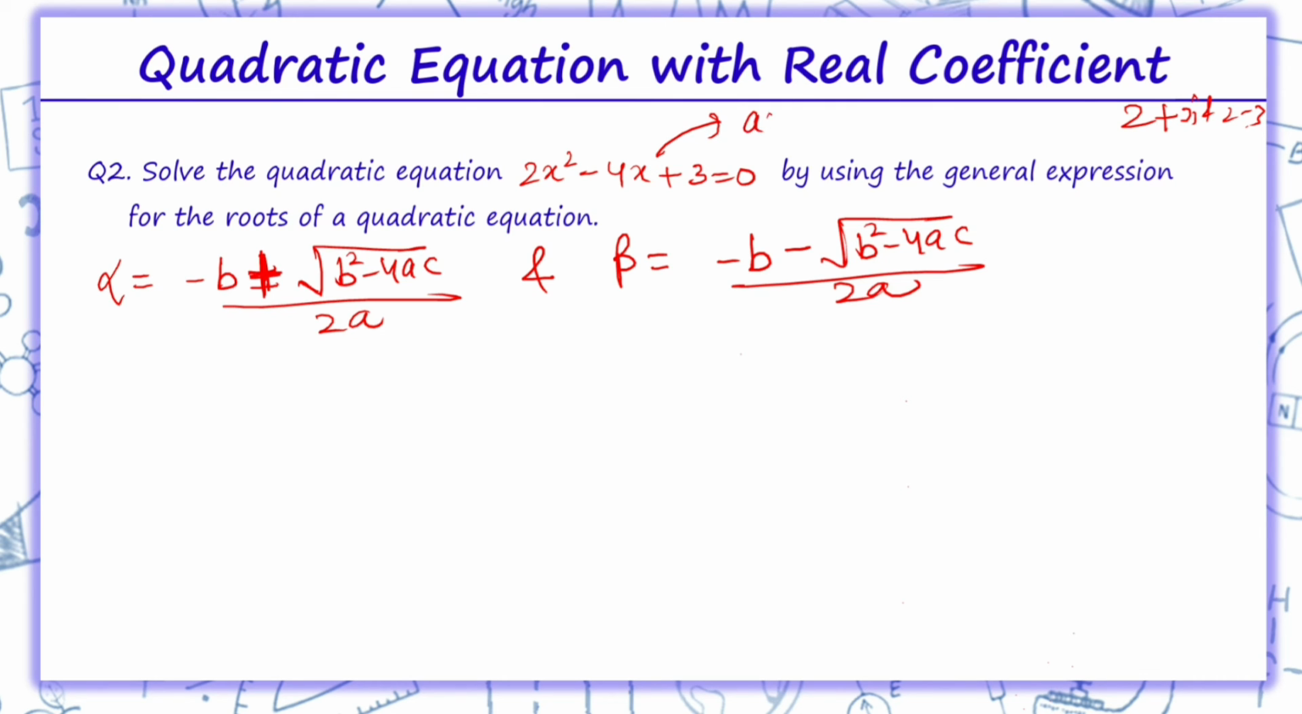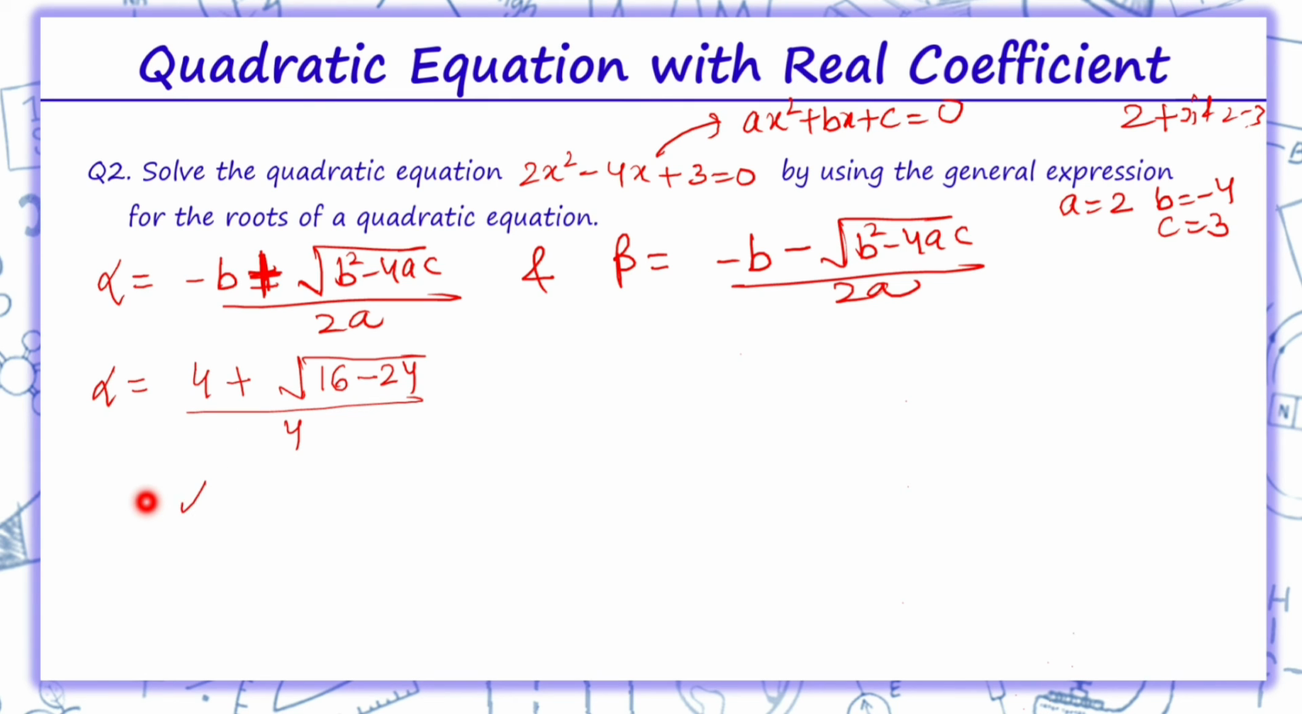we'll compare this equation with ax square plus bx plus c equals 0. So over here the value of a is 2, the value of b is -4 and the value of c is 3. So putting these values over here, the two roots we will get are: b value is -4, so it becomes 4 plus square root of 4 square 16, 4ac, 4 into 2 is 8, 8 into 3 is 24, upon 2a, 2 into 2 is 4. So alpha becomes 4 plus square root of 16 minus 24, which is -8, upon 4.